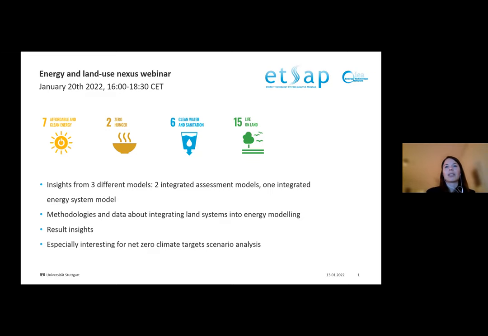I think it's especially interesting for the net zero climate target scenario analysis, because there is this new demand for negative emissions, and these technologies are mostly land consuming.